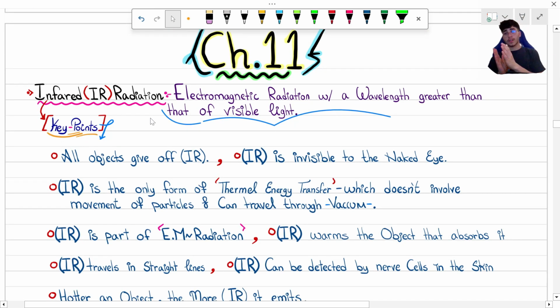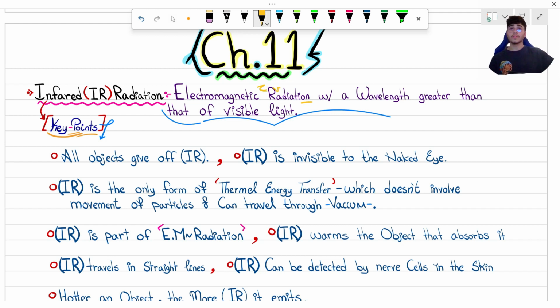With that, we have covered convection and conduction. Convection is the main method of heat energy transfer in fluids, while conduction is the main method of heat energy transfer in solids. The third method of heat energy transfer is infrared radiation, IR. This is an electromagnetic radiation, EM radiation, with a wavelength greater than that of visible light. That's the definition of infrared radiation.